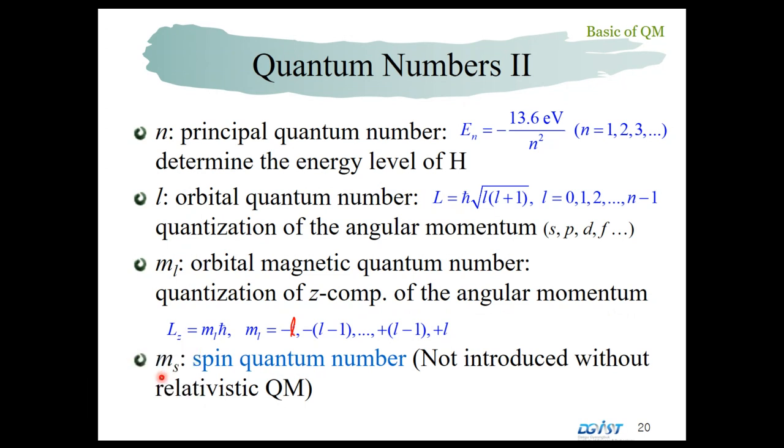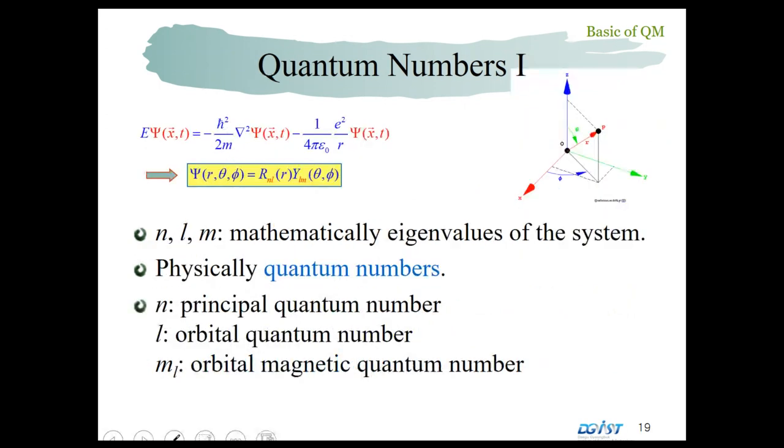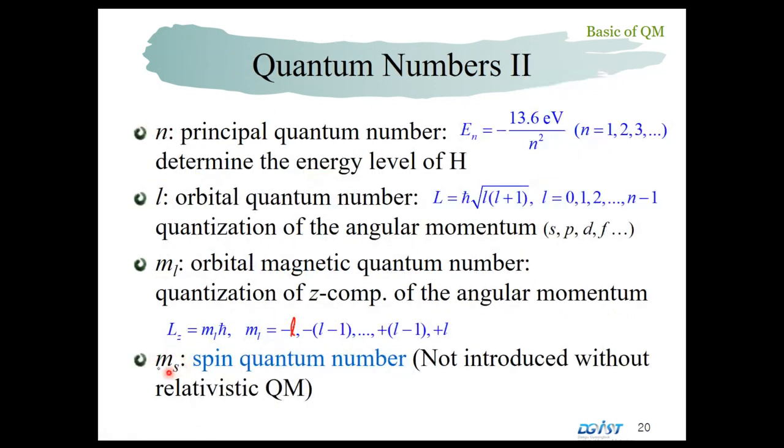And also, the last one, which did not appear in the Schrödinger equation, we didn't mention it, but there is some other quantum number, the fourth quantum number, called the spin quantum number. And as we already mentioned, they do not appear in the Schrödinger equation. We need a Dirac equation to see this quantum number, spin quantum number. So in that case, we need relativistic quantum mechanics.